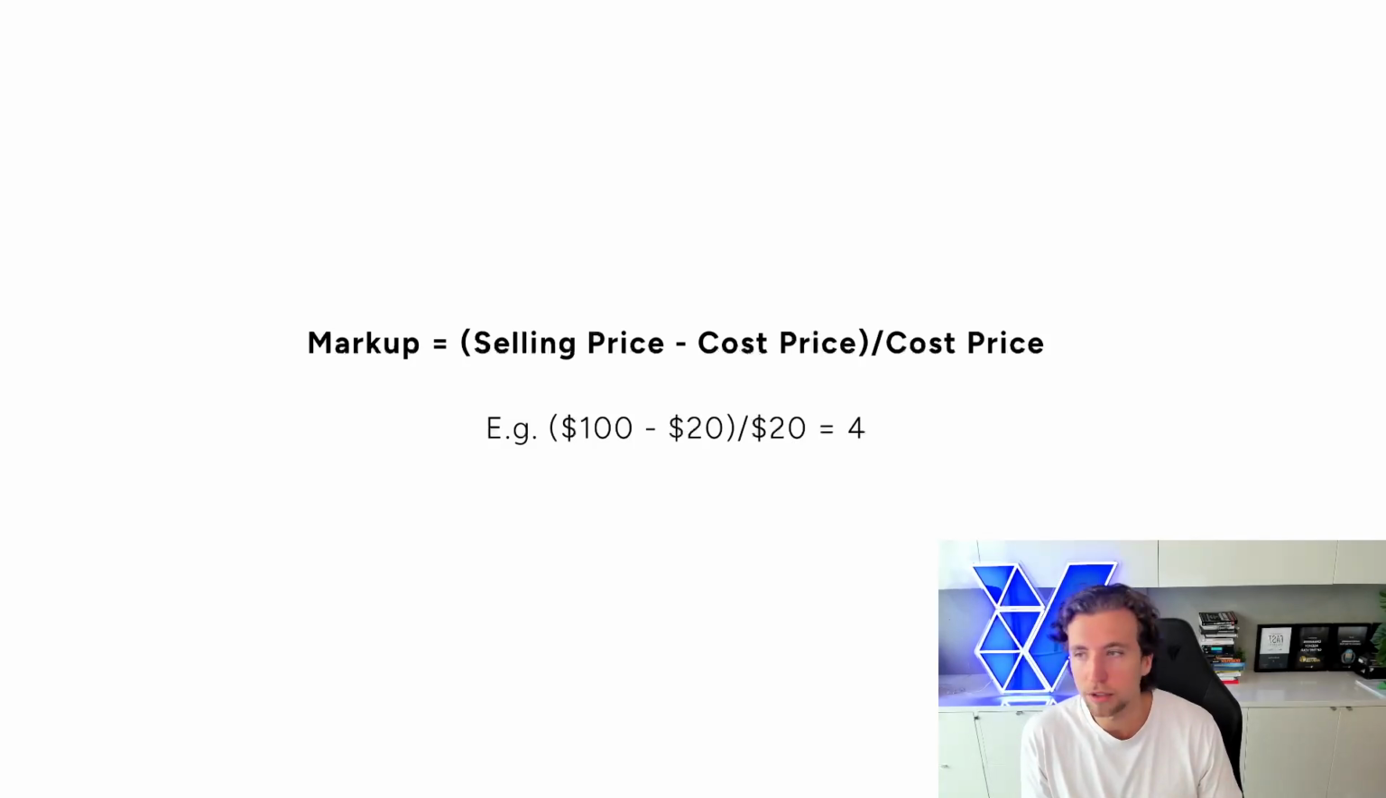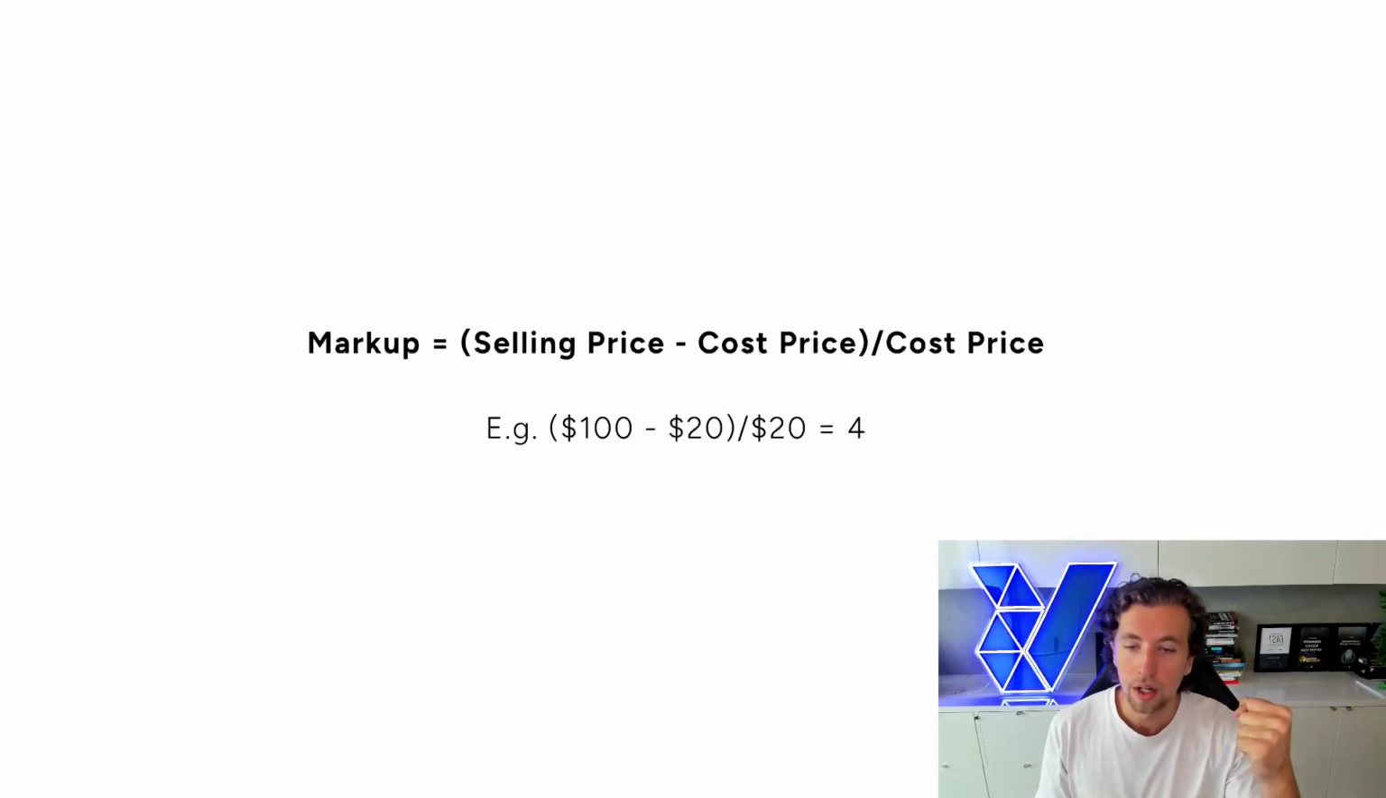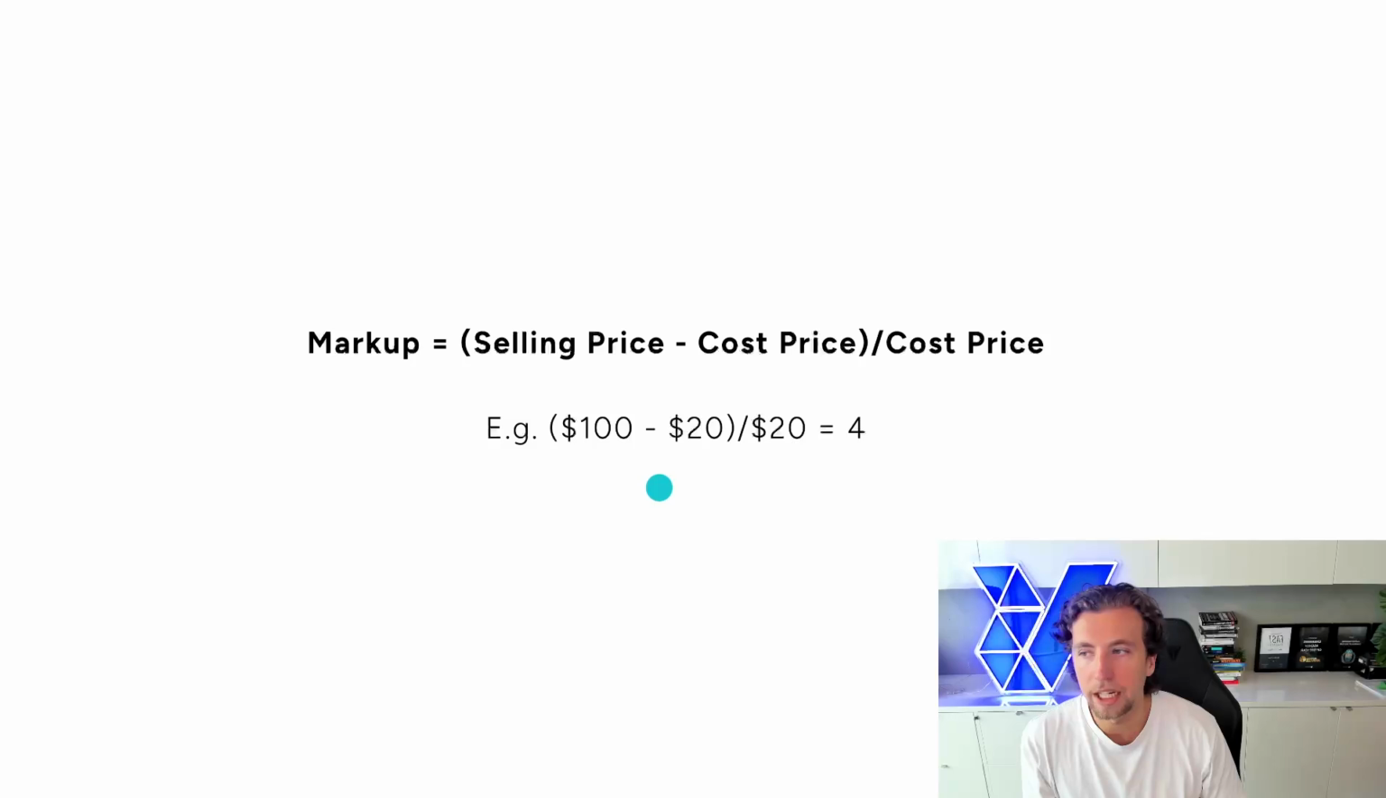Now, why do I say that? Because most people don't do the top end of this formula. The actual way to calculate markup is the profit made on selling the product in relation to the cost price. So when we sell this product, we're making $80 in profit. We're dividing that by the $20 cost, and so we have a 4x markup.